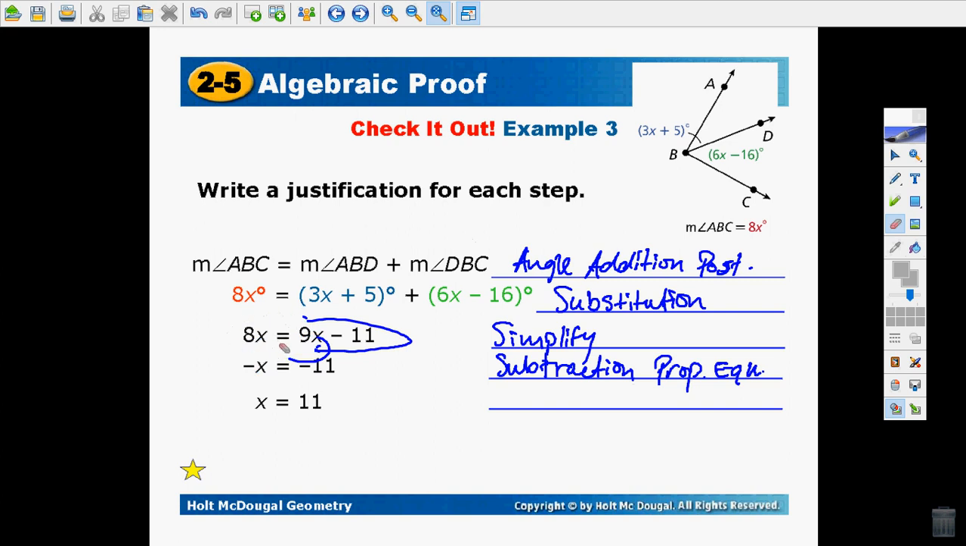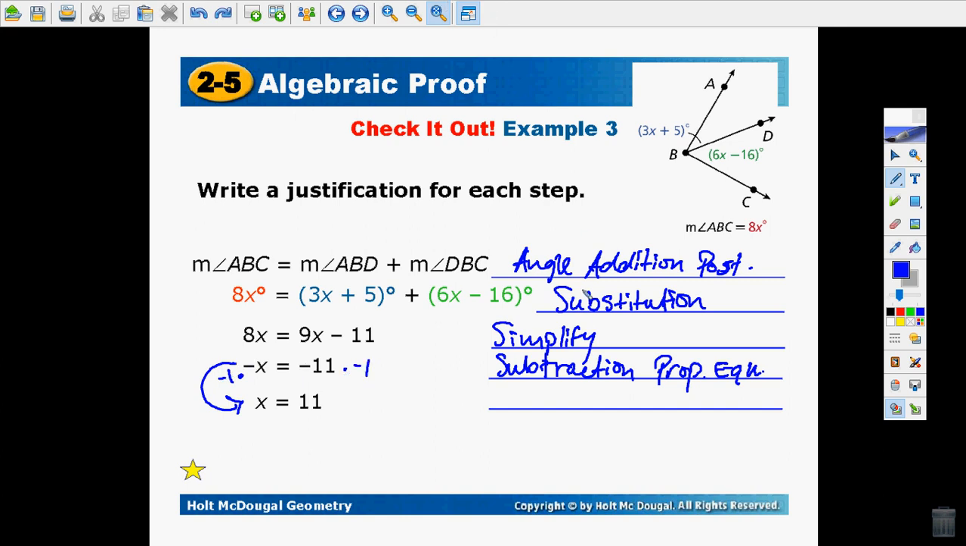Okay, and the last step, how are they going from this line down to this line? What did they do? Well, notice what changed from the second to last line to the last line. There's no more negative. So what did they do on both sides? Well, either they divided by negative 1 on both sides, or they could have multiplied by negative 1 on both sides. Because isn't multiplying by negative 1 going to get rid of these negatives and leave me with positive x equals 11? Yes, it will.